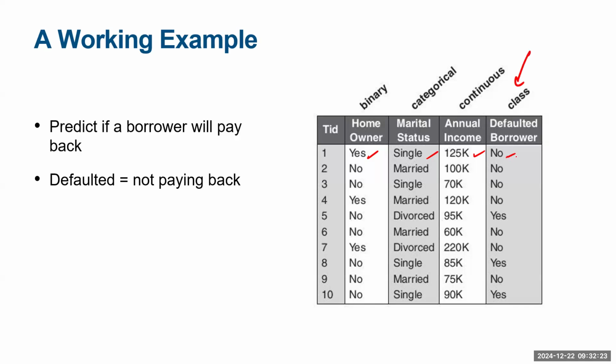So this one is like never paying back, and this one is like paying back. I want to make a decision tree so that when I see a new client, I can use this decision tree to predict whether or not my new client will pay back the money.